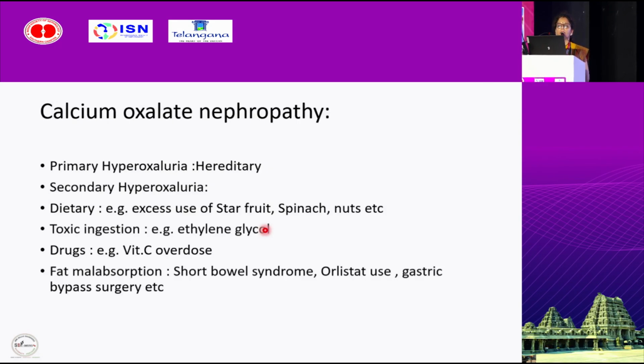So calcium oxalate nephropathy, this patient was also lost to follow-up, but for pictures I put this case. Calcium oxalate nephropathy is of two types: primary hyperoxaluria, which is generally hereditary; and secondary hyperoxaluria, which could be dietary, like excess use of star fruit, spinach, or nuts; toxic ingestion of ethylene glycol; drugs like vitamin C overdose; and fat malabsorption due to short bowel syndrome, orlistat usage for obesity, or gastric bypass surgeries.